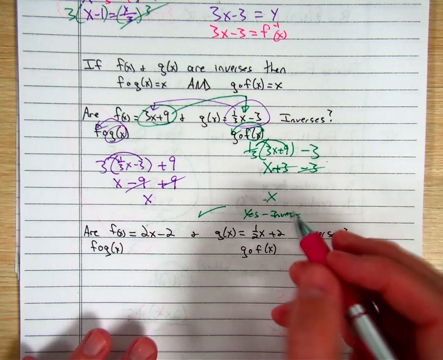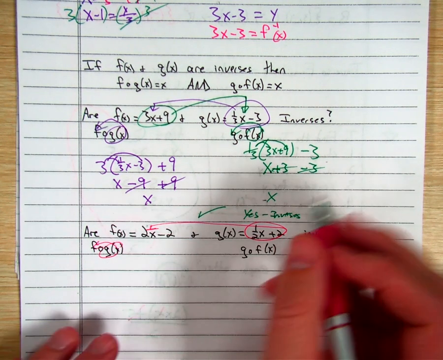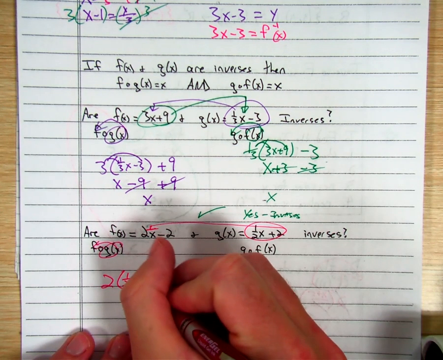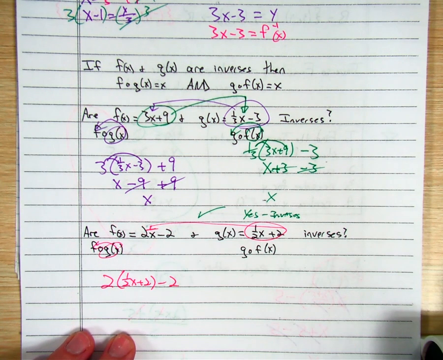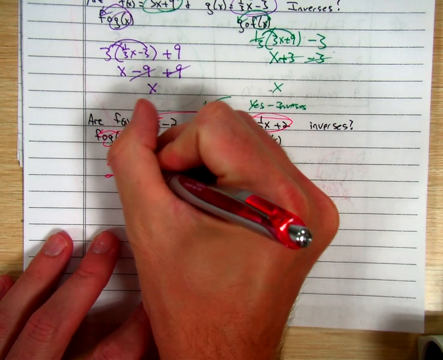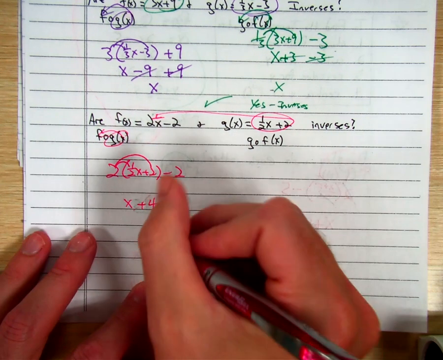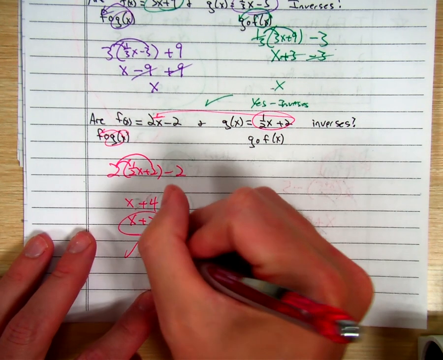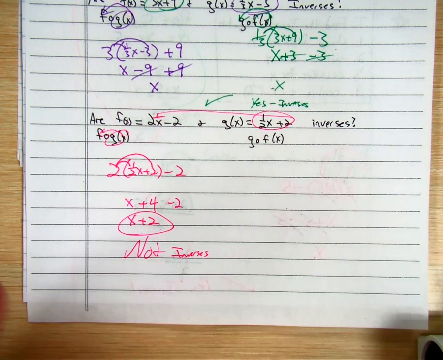This one, what happens when I put g of x into f? 2 times (1/2 x plus 2) minus 2. 2 times 1/2 will just give me x. 2 times 2 is a plus 4. And a plus 4 minus 2 does not cancel out. x plus 2. Not inverses. Okay, and once it doesn't work, you don't have to go the other way.